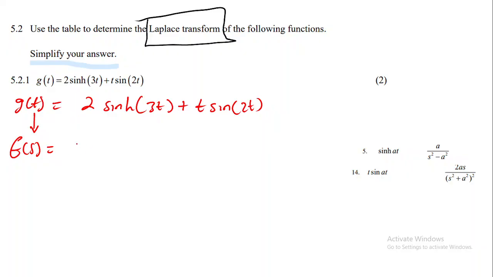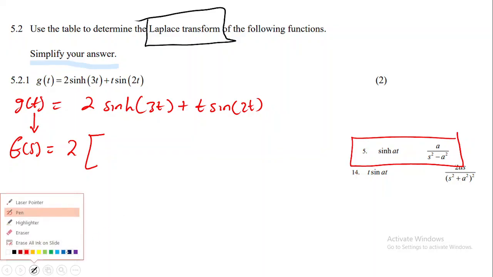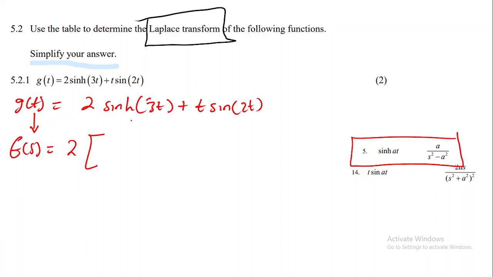So the Laplace of g of t is going to be g of s, which equals 2, our constant, times the Laplace of sinh of 3t. This is rule number 5, as I have already explained. The value of a is the constant in the argument, meaning we're looking at 3 here. So if you take the Laplace of sinh of at, which is sinh of 3t here, our answer is going to be a, which is 3, all over s squared, which is part of the formula, minus 3 squared, which gives us 9.